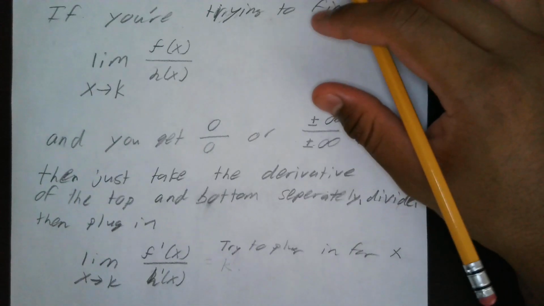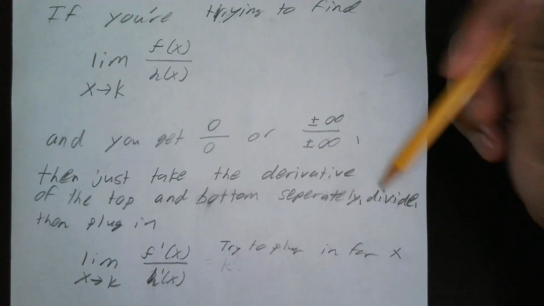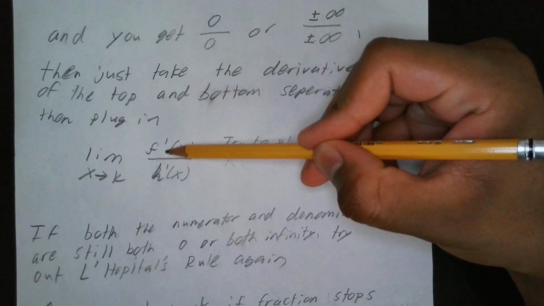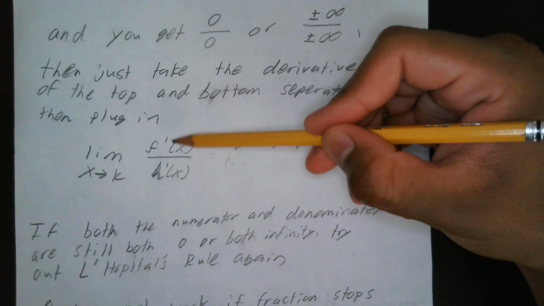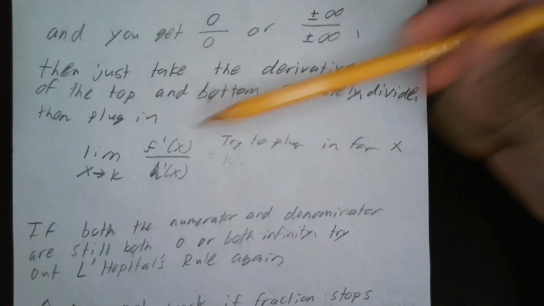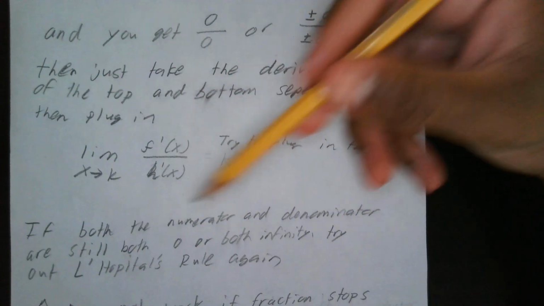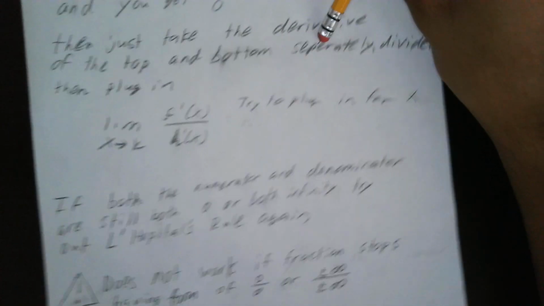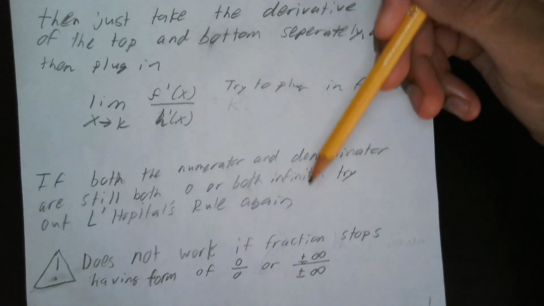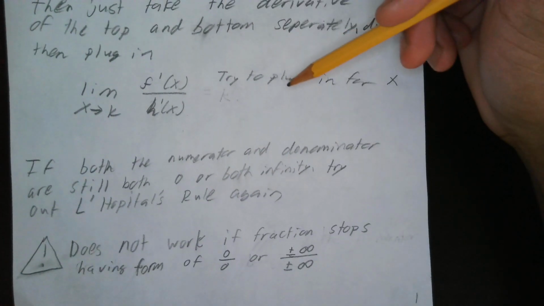If you get 0 over 0 or plus or minus infinity over plus or minus infinity, then you can just take the derivative of the top and the bottom separately, then divide and then plug in. This is what it would look like: you take the derivatives and divide the numerator by the denominator. And if the numerator and the denominator are both still 0, or both infinities, then you can try L'Hopital's rule again. Otherwise, you've arrived at your final answer.